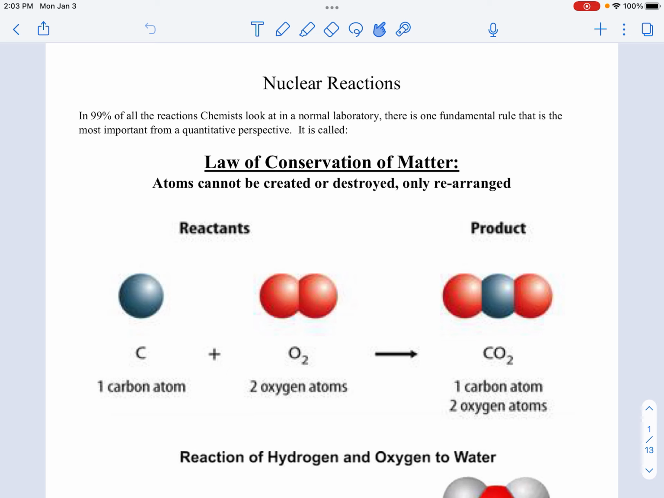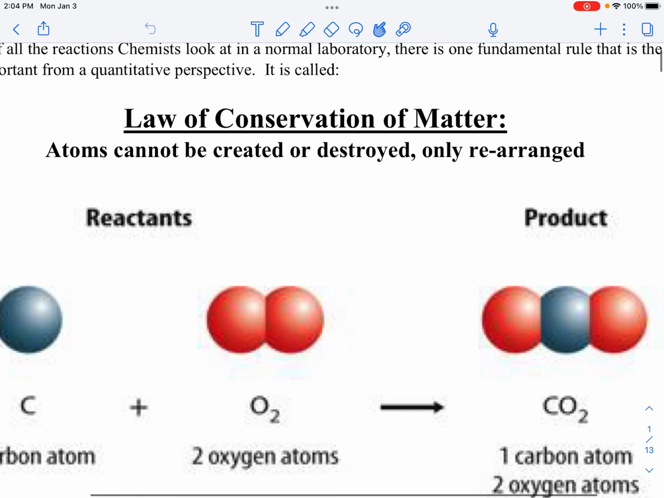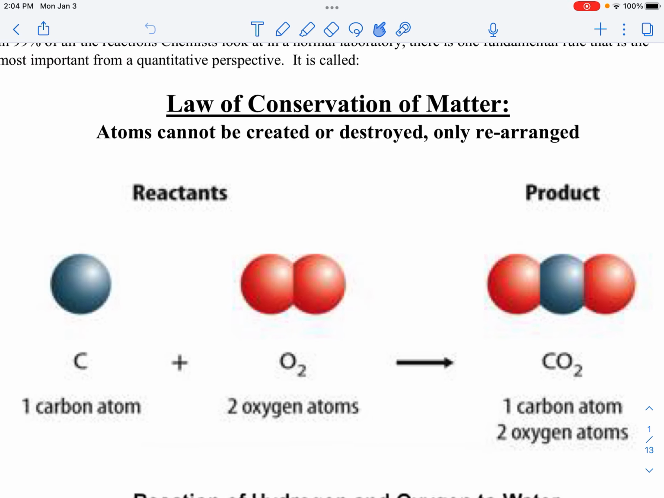So, nuclear reactions are a kind of weird subset of reactions, and they're not typically what you would see in a first-year chemistry class, because in typical first-year chemistry classes, we're usually looking at chemical reactions. What is a chemical reaction? Well, a chemical reaction is governed by the law of conservation of matter: atoms cannot be created or destroyed, they can only be rearranged.